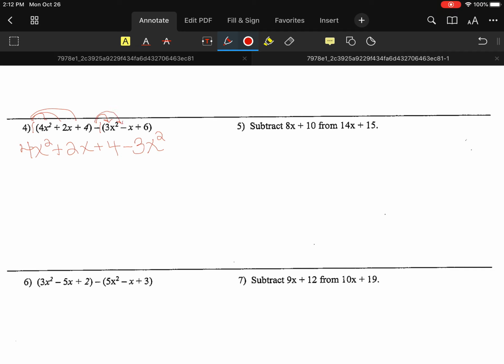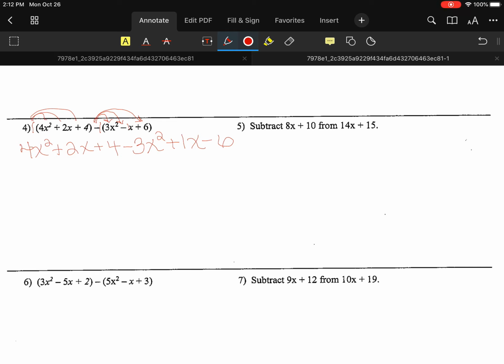Negative 1 times a negative x, or a negative 1x. Negative times a negative is a positive. 1 times 1 is 1. So now it's a positive 1x. Negative 1 times a positive 6 is a negative 6, so I'm going to write minus 6. So notice that the negative that was in front of the second set of parentheses changed your positive 3 to a negative 3, your negative x to a positive x, and your positive 6 to a negative 6.